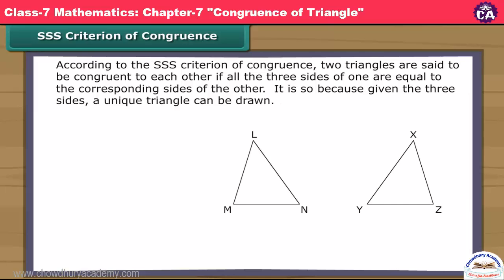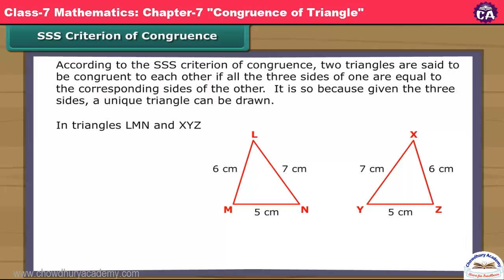According to the SSS Criterion of Congruence, two triangles are said to be congruent to each other if all three sides of one are equal to the corresponding sides of the other. It is so because given the three sides, a unique triangle can be drawn. In triangles LMN and XYZ, side LM is equal to side XZ, side MN is equal to side YZ, side LN is equal to side XY.